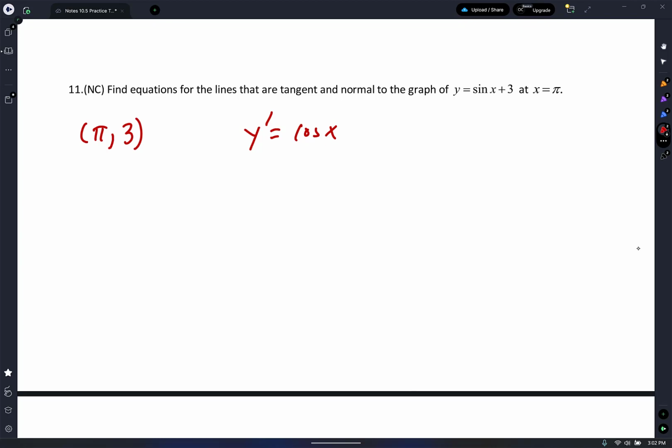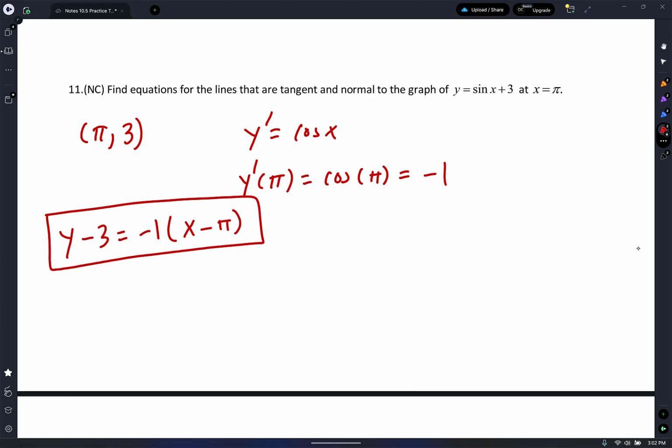And then I plug in a pi to y prime. What is cosine of pi? Positive or negative? Negative 1. I wrote over there. So there it is. Y minus 3 equals negative 1 times parenthesis x minus pi. Close. This is your tangent.